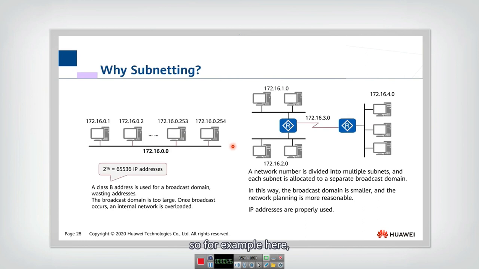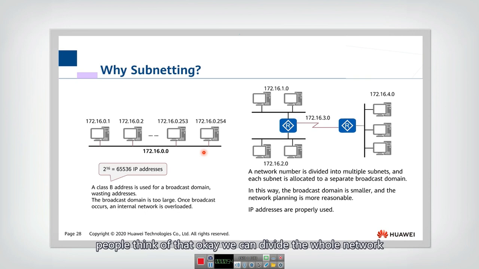So for example, if we use an original class B address, then in one network there will be a lot of IP addresses. They can provide more than 60,000 IP addresses. But typically in one network, there are not so many hosts. So there will be a large waste of the network address. Then how to use the network address more efficiently?